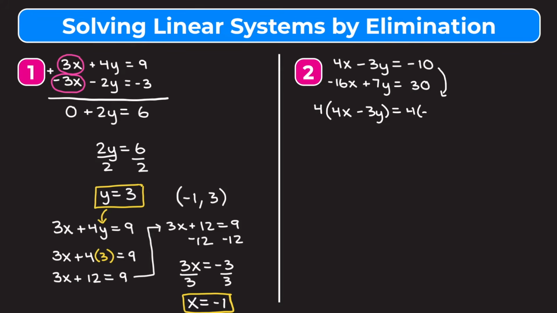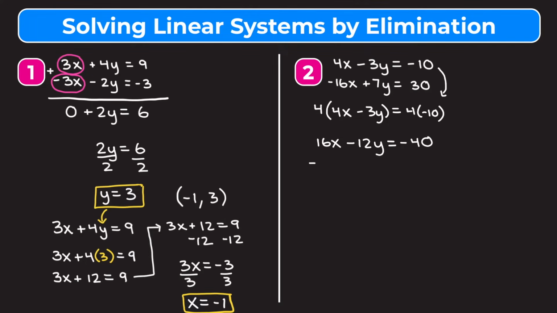So 4 times negative 10. So what's going to happen is if we distribute this 4 out, we're going to get 16x minus 12y on the left side, and we're going to get negative 40 on the right side. So now we just turned our first equation into 16x minus 12y equals negative 40. And it really is the same line because we multiplied both sides by the same number. We just manipulated it to look a little different.